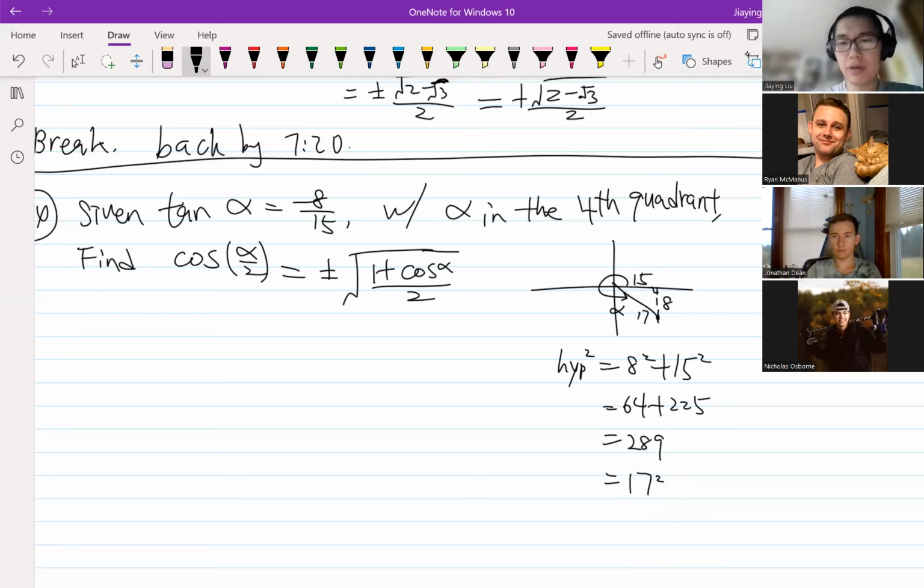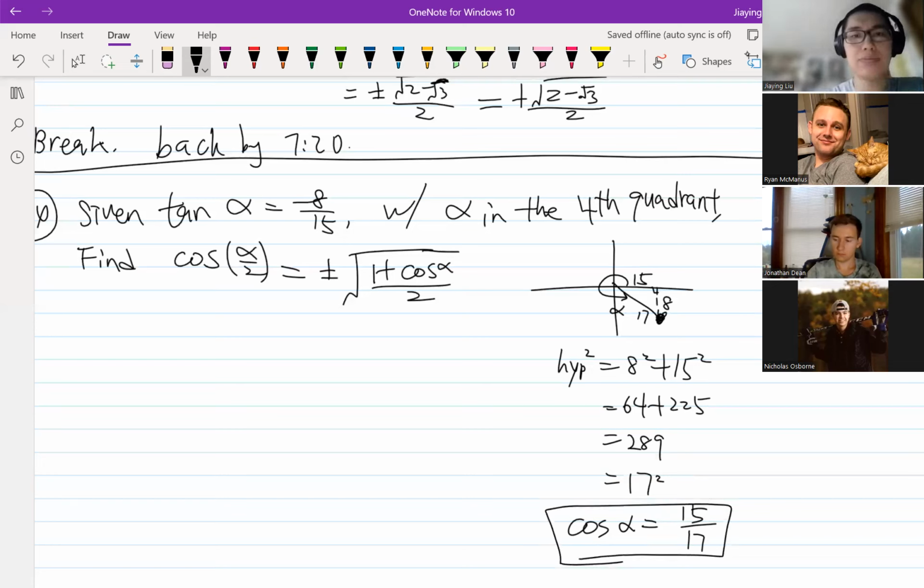And from here, we can write down cosine alpha is going to be adjacent 15 over hypotenuse 17. And let's check the sign, make sure it's correct. It's in the fourth quadrant, so the x coordinate of this point is positive, so we get positive 15 over 17, so that's good.